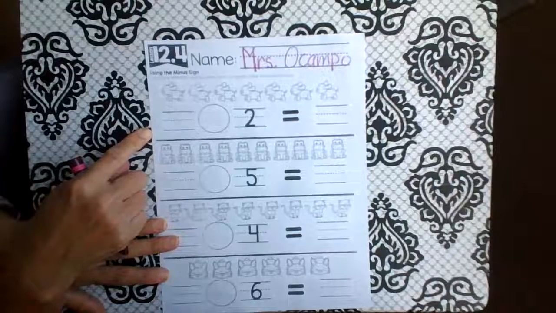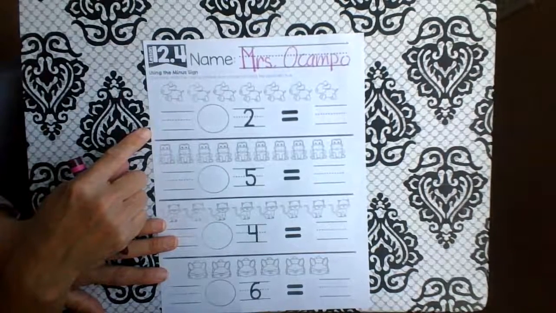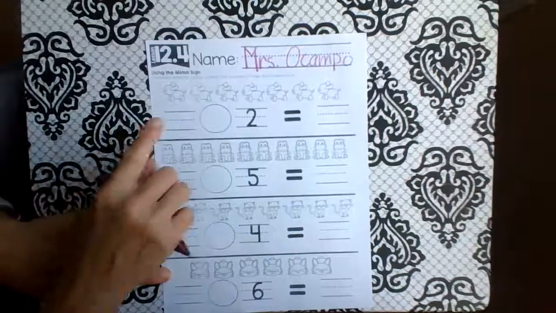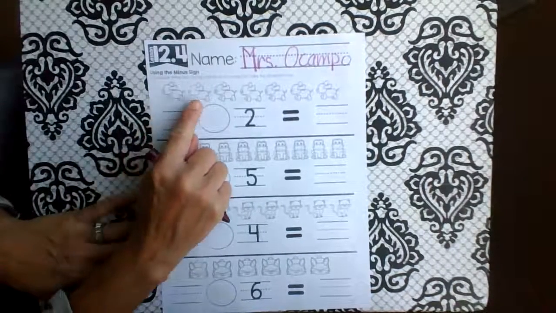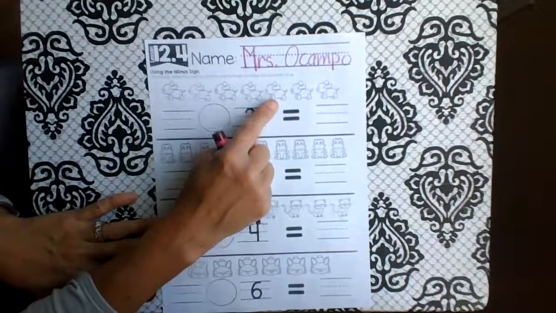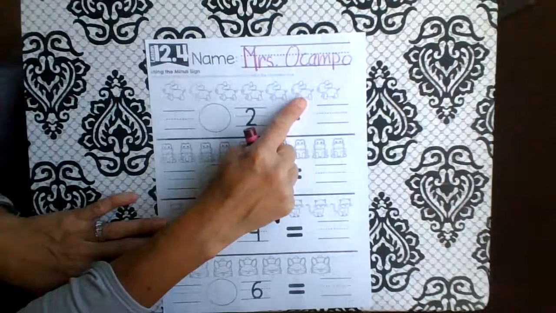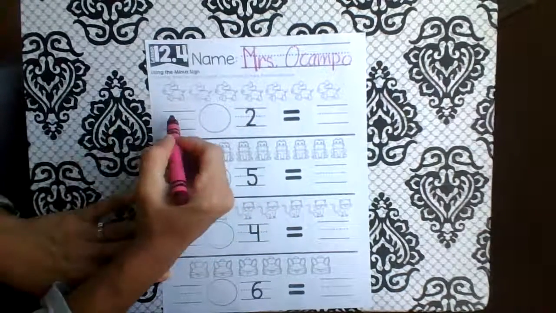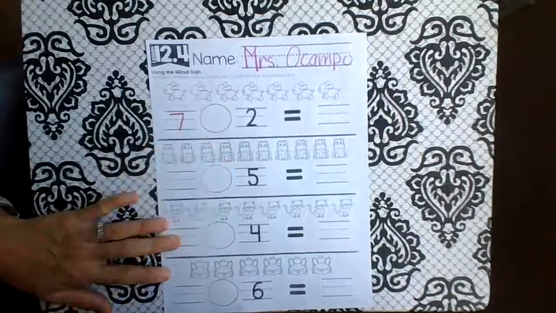Okay, so we have to write the missing symbol and the missing numbers to make this true. You ready? So let's start by counting how many dogs there are. In subtraction, we always start with a bigger number first. So let's count them. 1, 2, 3, 4, 5, 6, 7. So how many do we have total? We have 7.